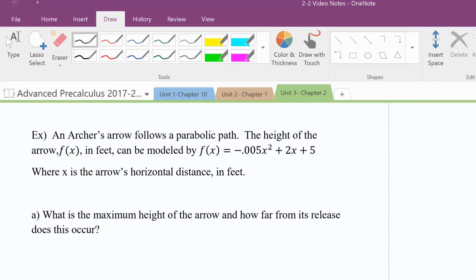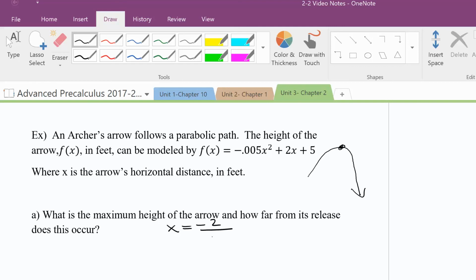All right, so for a word problem here, it says an archer's arrow follows a parabolic path. The height of the arrow in feet can be modeled by this equation. So basically, you know this is a path here, and the archer goes up, and then the arrow goes down. And so you want to know what is the maximum height of the arrow. So basically, you want to find the vertex.